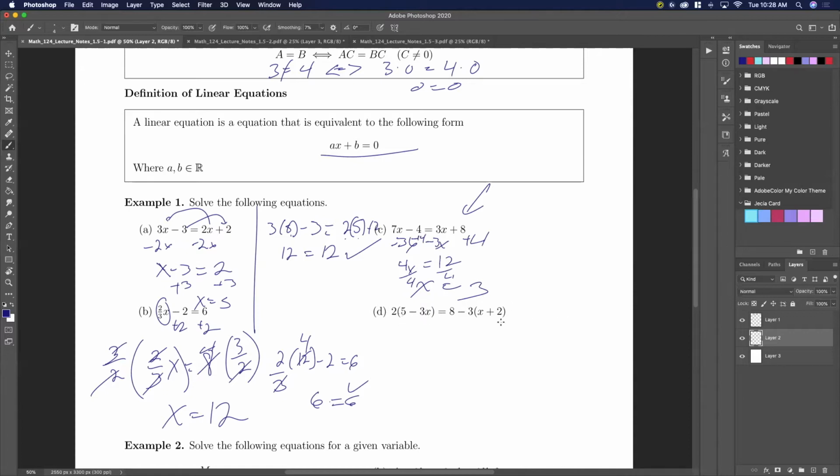Now, if you see something like this, the first thing you want to do is distribute. So you're going to move in the 2. So I'll have 10: 2 times 5 is 10, minus 6x equals 8. We're going to move in the negative 3, so this will be minus 3x. Move in the negative 3 into this, so that'll be minus 6.